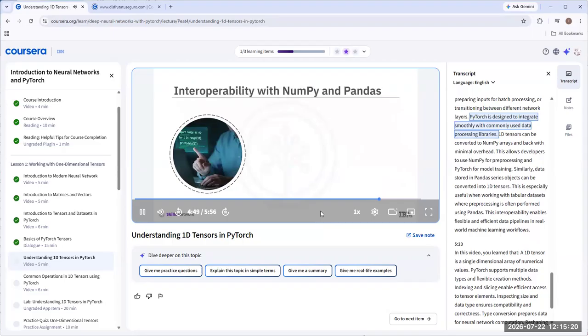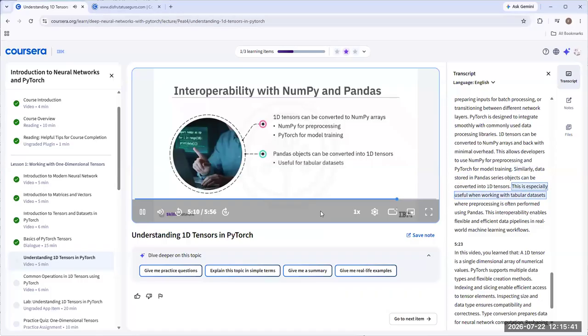PyTorch is designed to integrate smoothly with commonly used data processing libraries. 1D tensors can be converted to NumPy arrays and back with minimal overhead. This allows developers to use NumPy for preprocessing and PyTorch for model training. Similarly, data stored in pandas series objects can be converted into 1D tensors. This is especially useful when working with tabular datasets where preprocessing is often performed using pandas. This interoperability enables flexible and efficient data pipelines in real-world machine learning workflows.